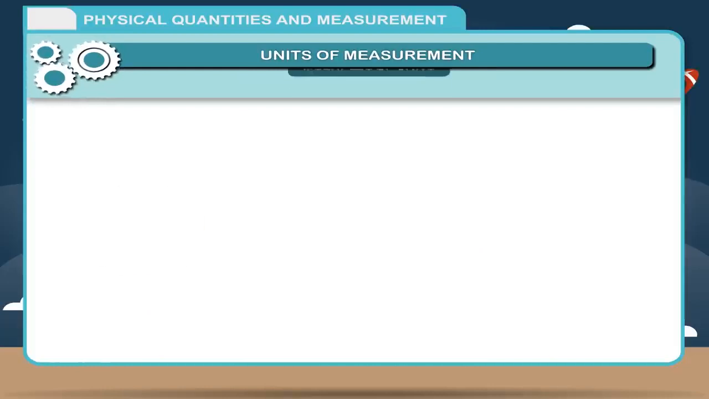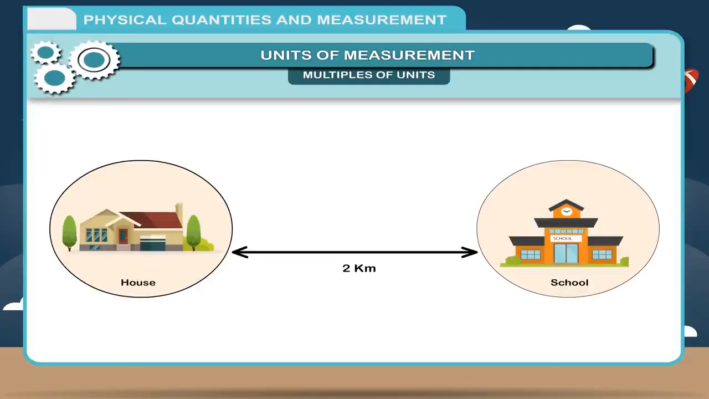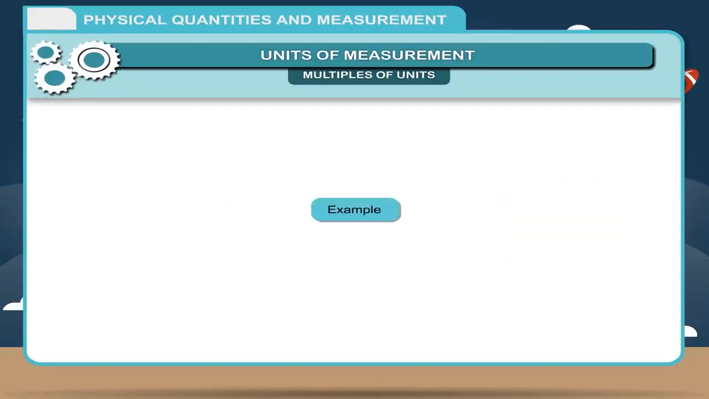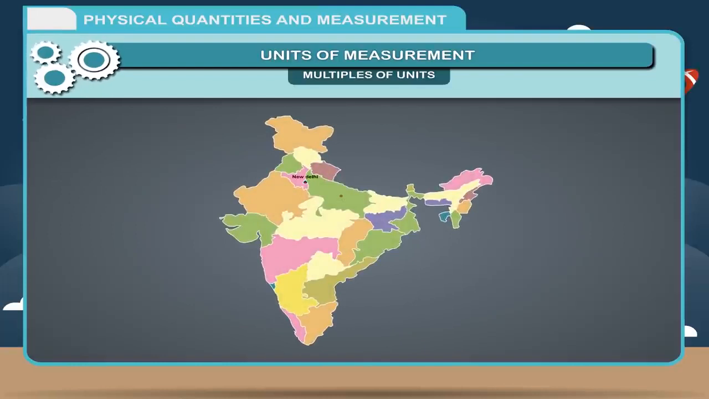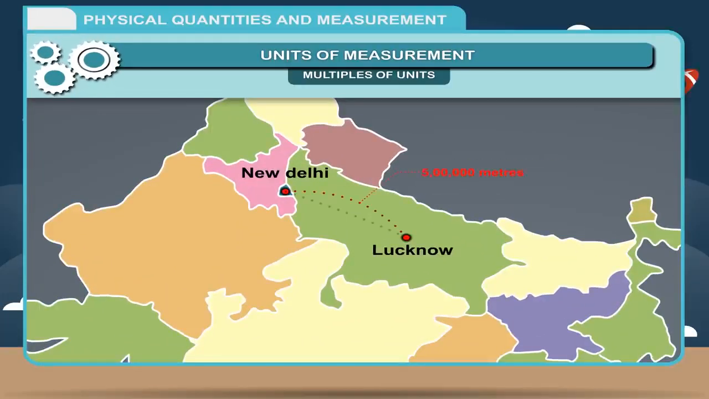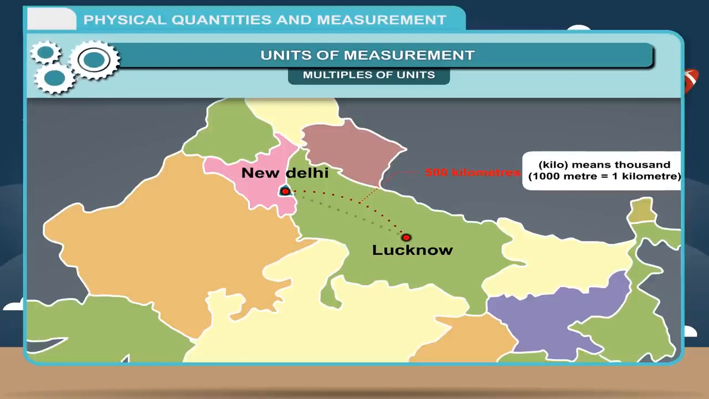Multiples of units. Multiples are the factors used to create larger forms of units. For measuring long distances of length, meter and centimeter are not convenient. For example, the distance between Delhi and Lucknow is approximately 5 lakh meters, which is inconvenient to use. The easy way to say this is, the distance between Lucknow to Delhi is 500 kilometers. Here, kilo means 1000, 1000 meter is equal to 1 kilometer. The higher units are called multiples of units.